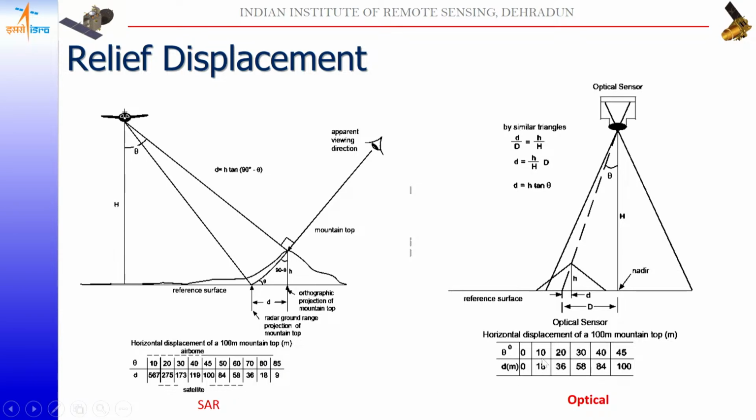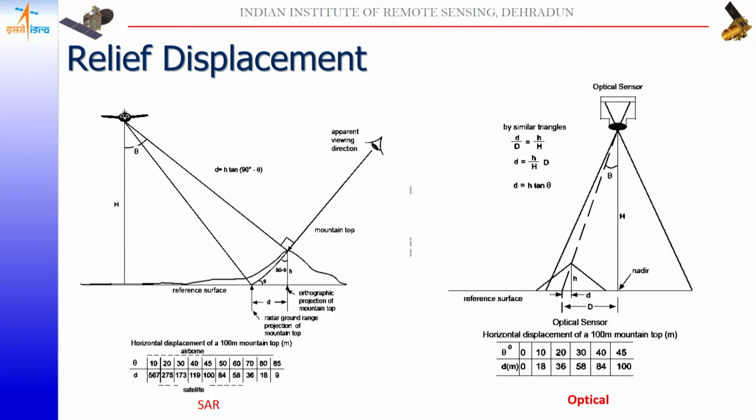But in case of optical, for 10 degrees we have only 18 meters, and in optical we cannot use a very high look angle, so mostly 10 or 20 degrees. So mostly we get 10 to 36 meter displacement for a 100-meter mountain. But in case of SAR, for a 100-meter mountain in the near range itself we get a 500-meter displacement. So you can see how much geometric inaccuracy there will be in the SAR image due to height values.